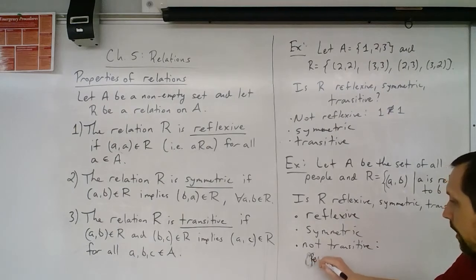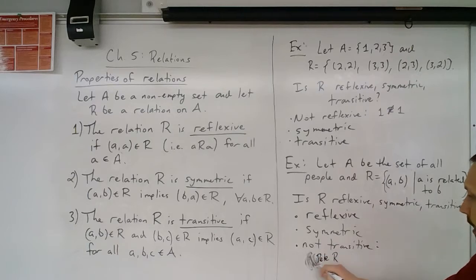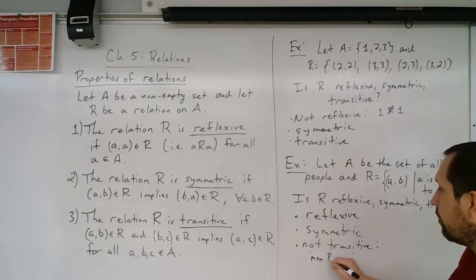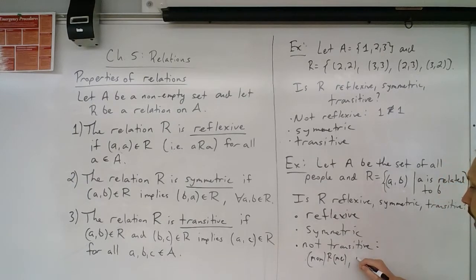So for instance, I will say here, Pete is going to be related to his mom. And we also have, oops, wrong order. My mom is going to be related to me. And then we also have that I am related to my dad. But we do not have that my mom is related to my dad.